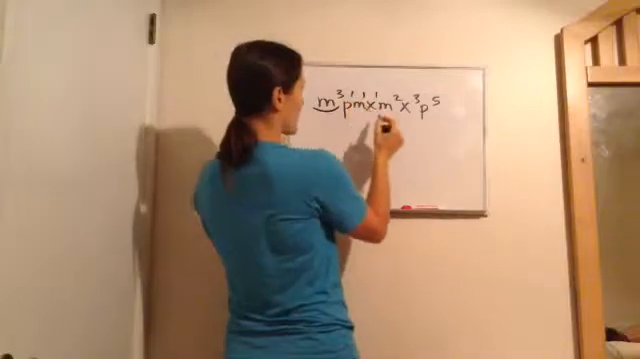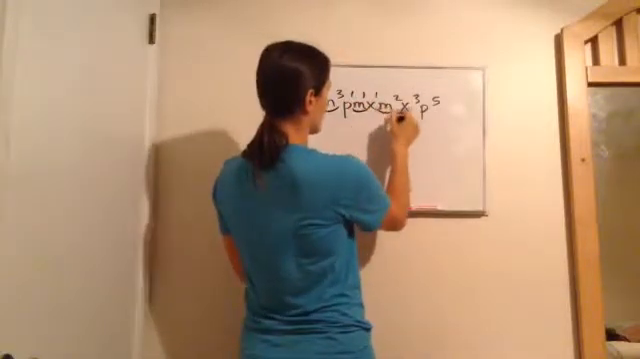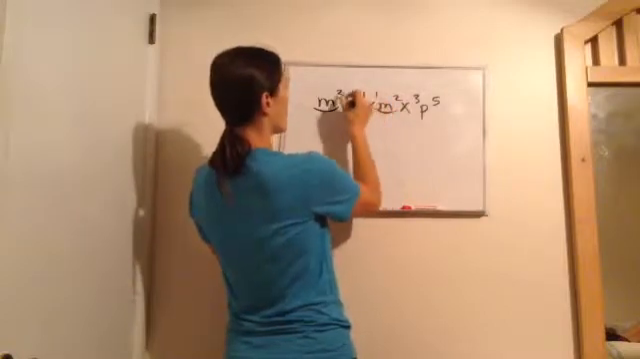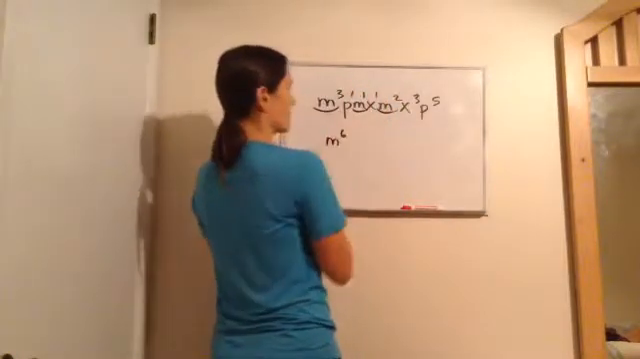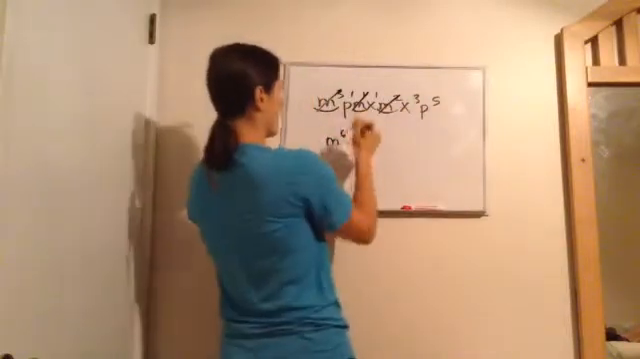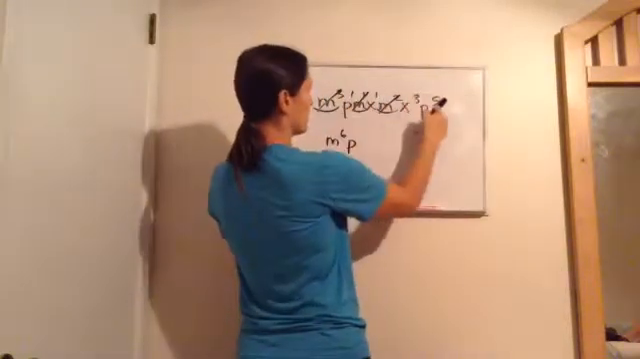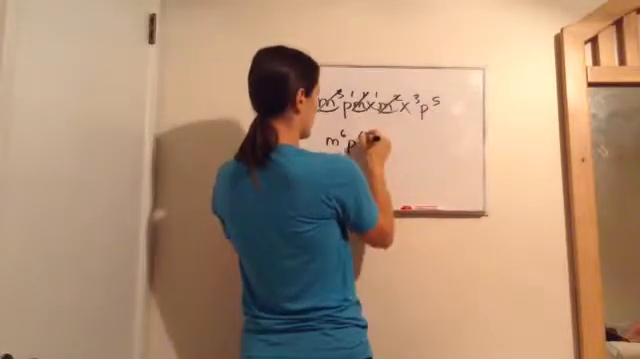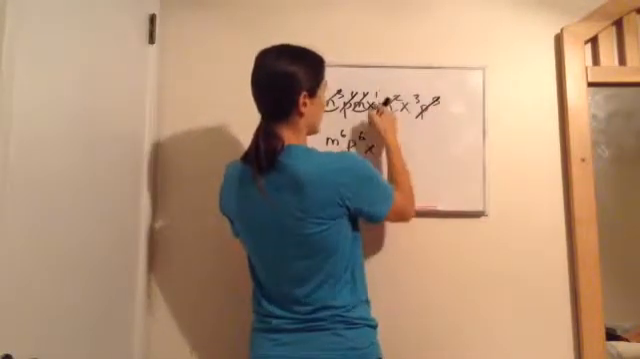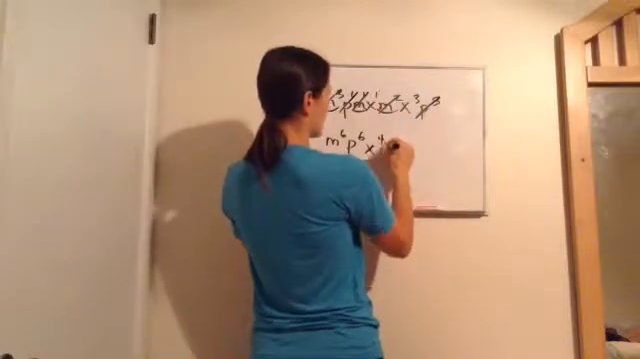There are 3 m's. Plus another m. Plus 2 more m's. So 2, 3, 4, 5, 6. m to the 6th. Good. Now I'm going to go and mark off all the m's that we did. Okay, let's go and do p. p, 1 and 5 makes 6. And then x to the 1 and x to the third power makes 4.